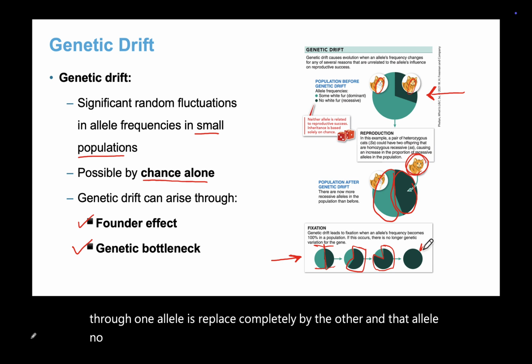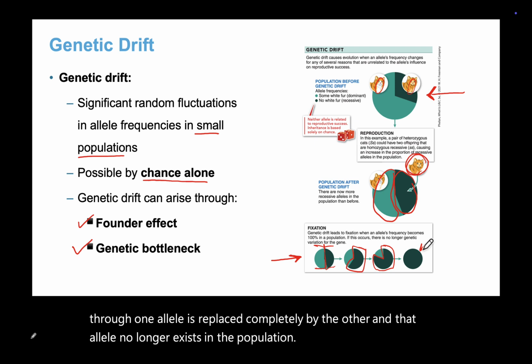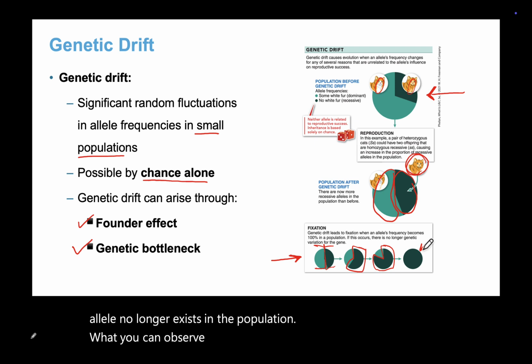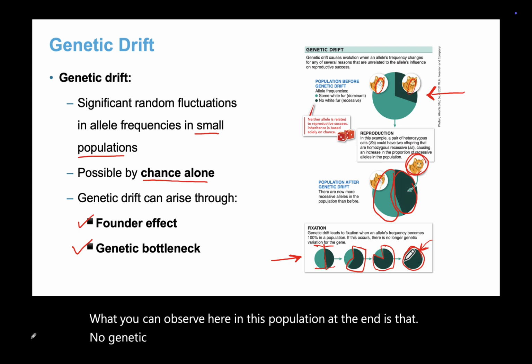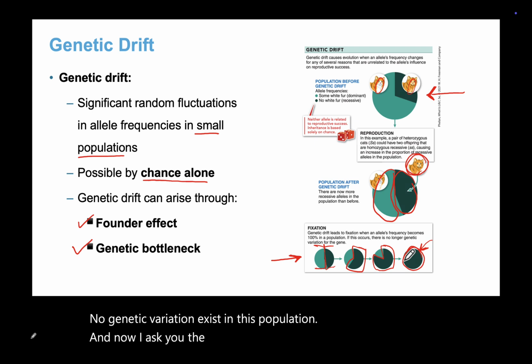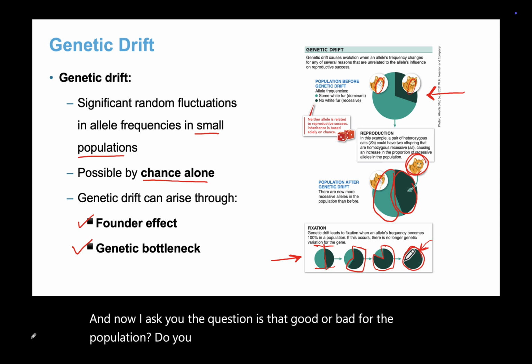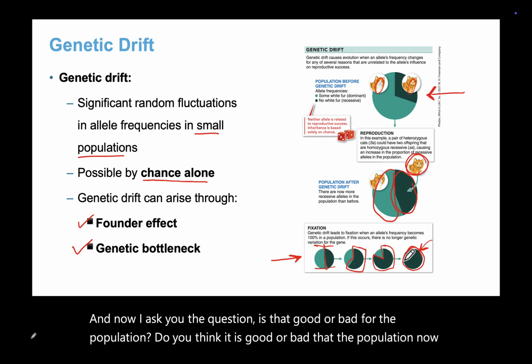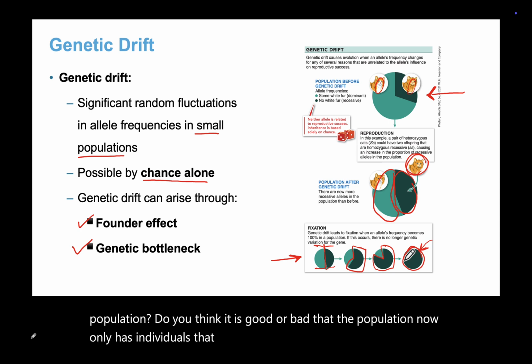What you can observe here in this population at the end is that no genetic variation exists in this population. And now I ask you the question, is that good or bad for the population? Do you think it is good or bad that the population now only has individuals that look all the same?